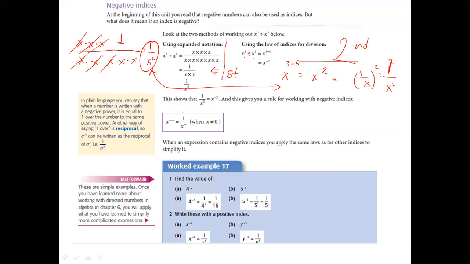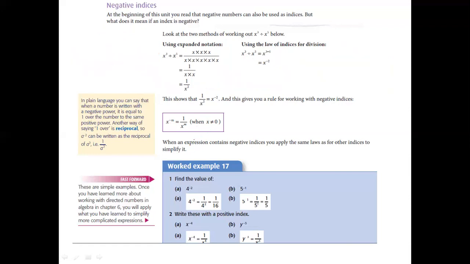And this shows that 1 over x squared is equal to x power of minus 2. And this gives you a rule for working with negative indices. Shortly, we can write x power of minus m is equal to 1 over x power of m, and x is not equal to 0. When an expression contains negative indices, you apply the same laws as for other indices to simplify it.